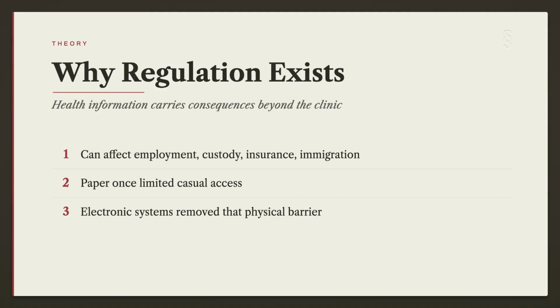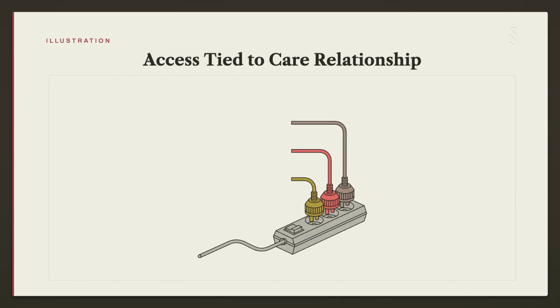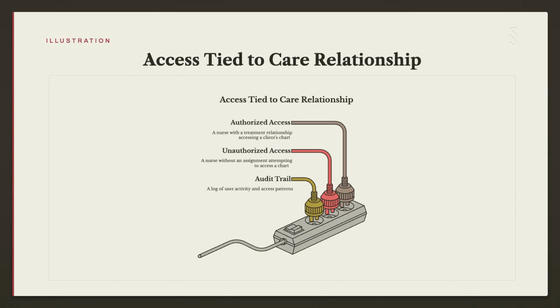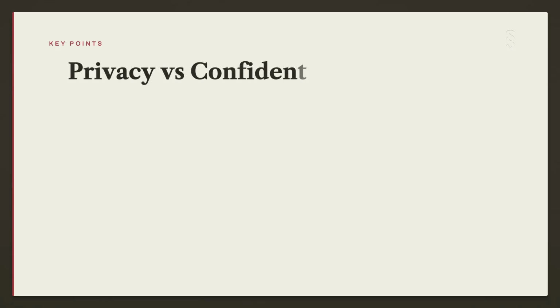As records moved from locked paper files to electronic systems reachable from any terminal, regulation had to replace physical barriers with legal, enforceable ones. The mechanism is access tied to a care relationship. An assigned nurse has a legitimate reason to open the chart. An unassigned nurse does not, no matter their skill or curiosity. Every system logs who opened a record and when, and audit software flags access that doesn't match assignments.